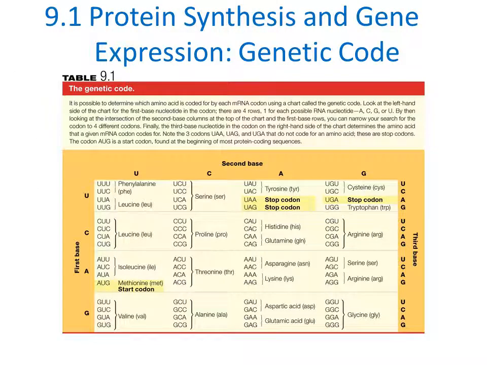What does the code actually look like? You can see here what we're talking about when it says first base, second base, and third base. This is all in reference to the mRNA, not in reference to the anticodon. But the first base, if we're looking at a mRNA that has a codon of UUU, if you look at the upper left-hand corner of this genetic code, you can see that that encodes for the amino acid phenylalanine.